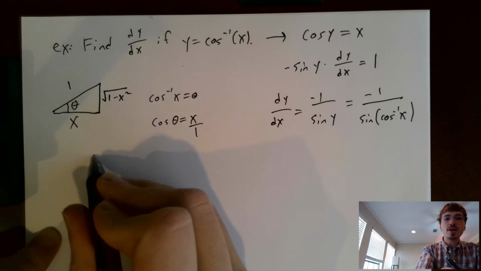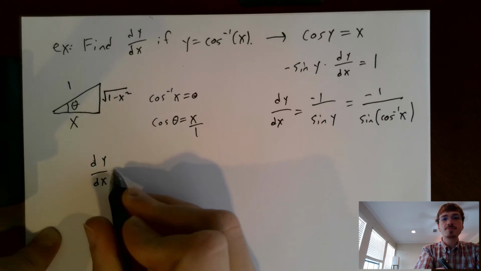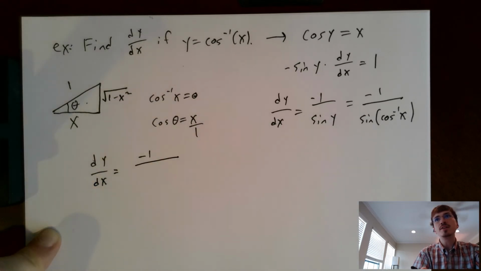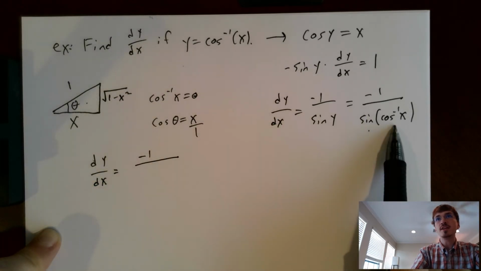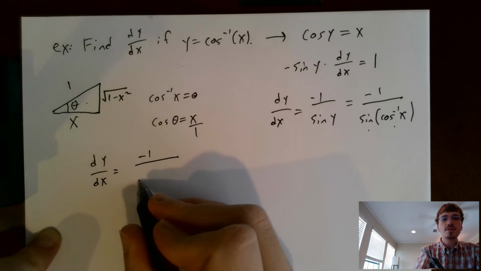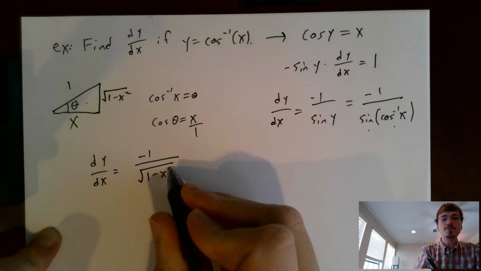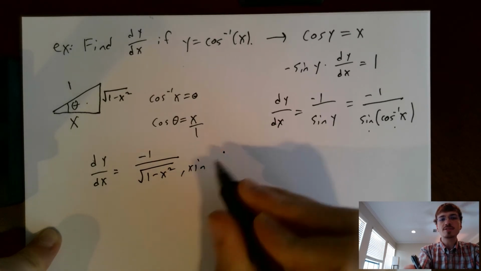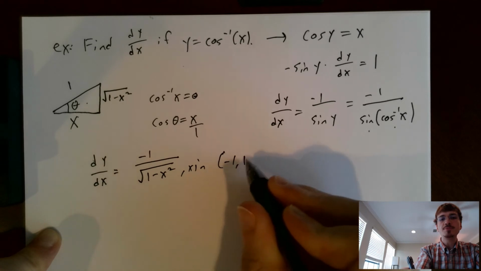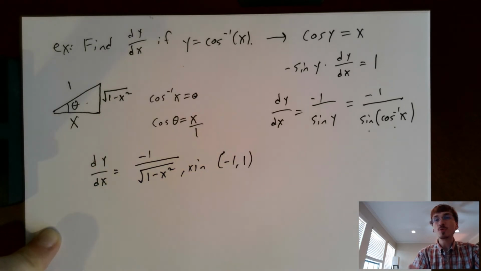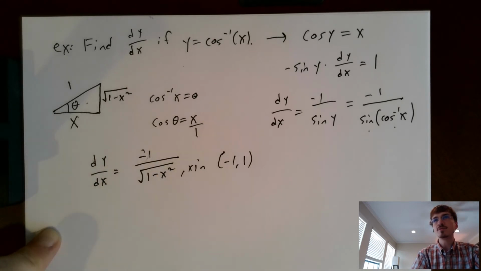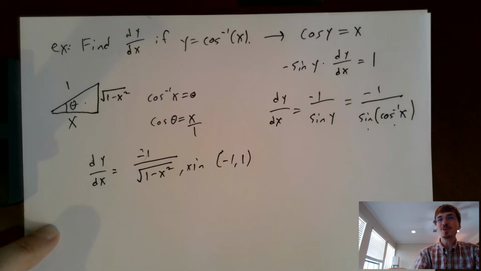So what does that mean for our derivative dy dx? It's negative 1 divided by, what's the sine of this angle theta? Right? Because we only need the sine of that angle theta. It's once again the square root of 1 minus x squared on the same domain, where x is in the interval negative 1 to 1. Yeah? It's kind of cool. So it's exactly the same as the derivative of inverse sine, except there's a negative. And that's kind of interesting. Let's do another one.